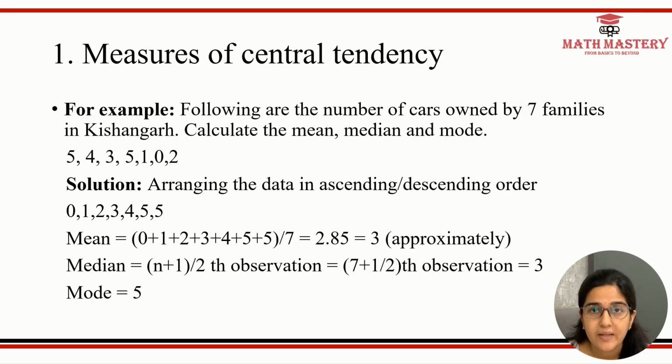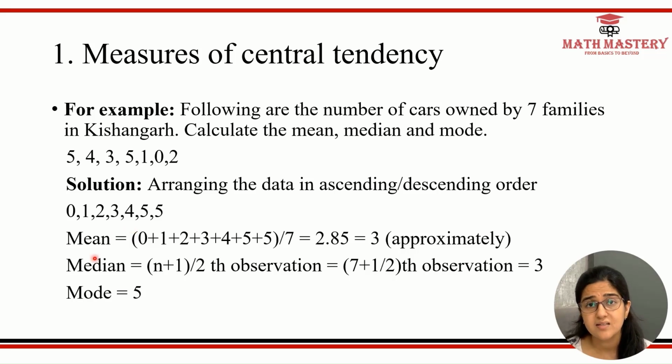Now let me explain with the help of an example. Following are the number of cars owned by 7 families in Kishangarh. Calculate the mean, median and mode. So you can see that 5, 4, 3 and so on represents the number of cars owned by families in Kishangarh. First, arranging the data in ascending or descending order. I have arranged the data in ascending order. Now I am calculating the mean.